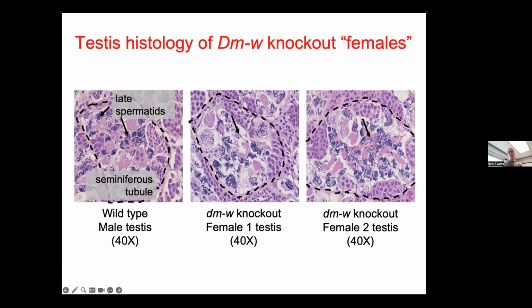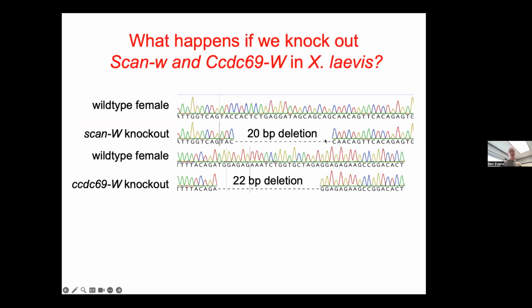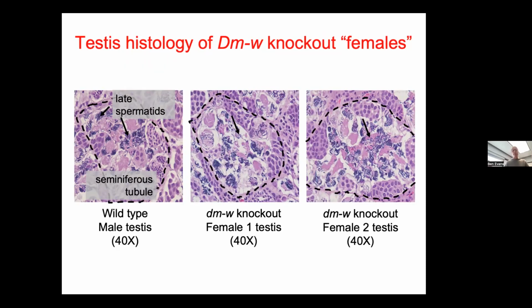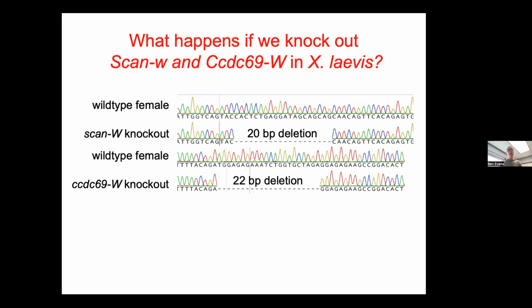And so we've demonstrated that these females can not only have mating behavior with wild type females, but also they are fertile. So we can make offspring that carry this DMW knockout gene into multiple generations later. And so that suggests that this is indeed the sex determining gene in this species, with some caveats I'll talk about in a moment. So what about SCAN-W and CCDC69-W?